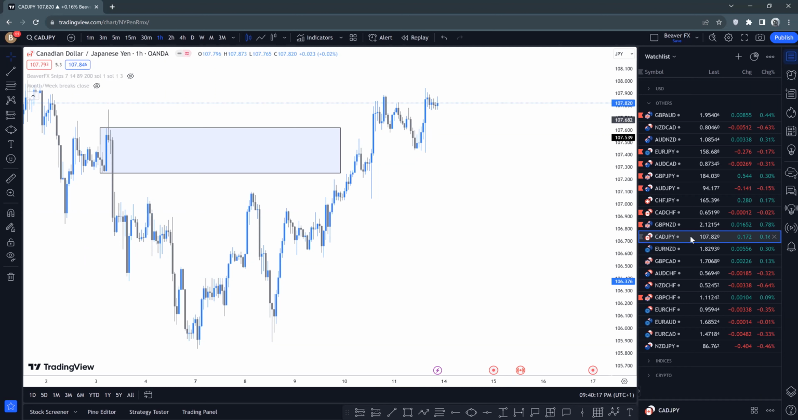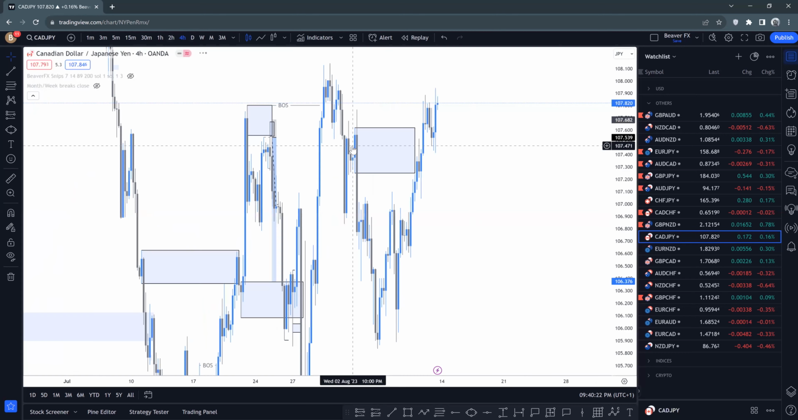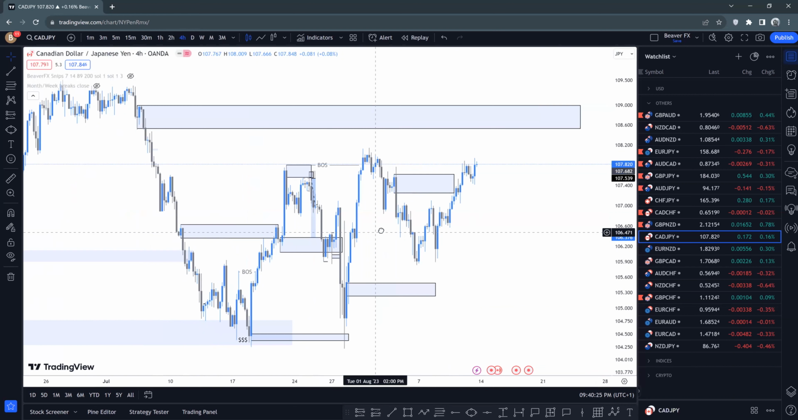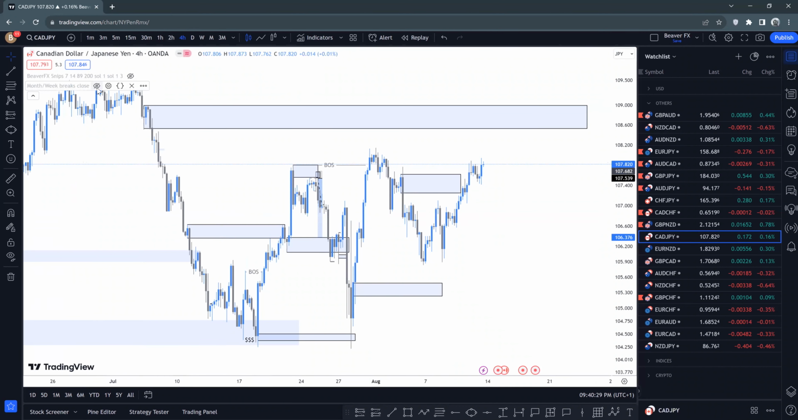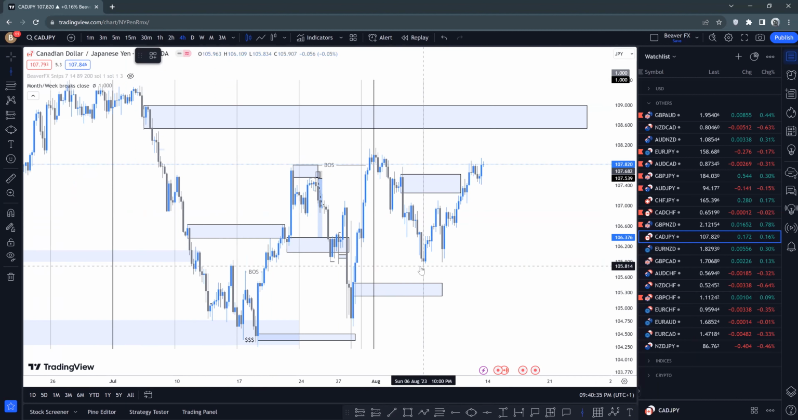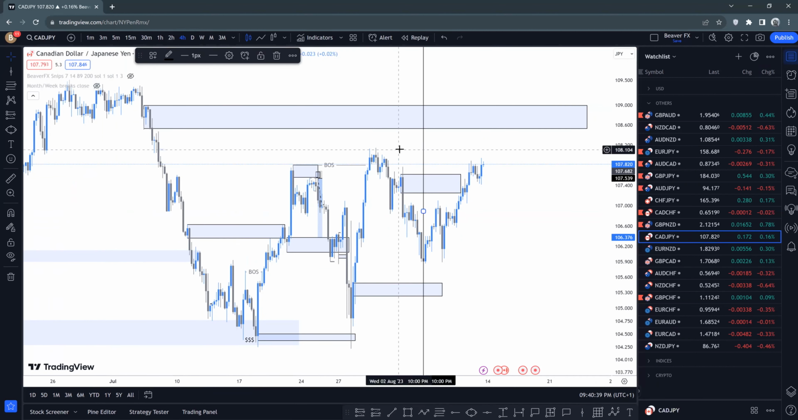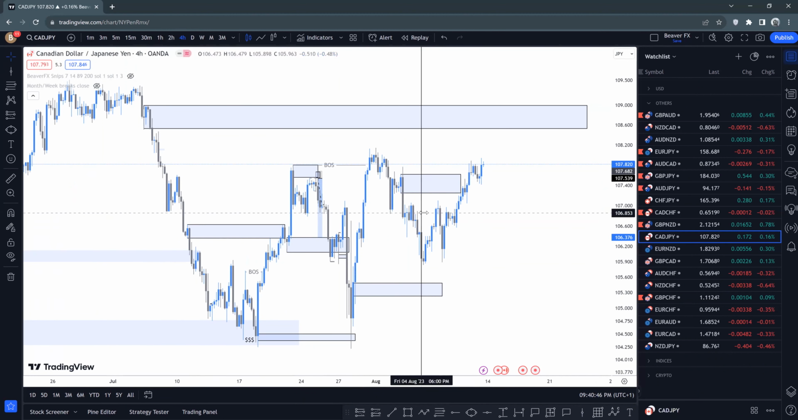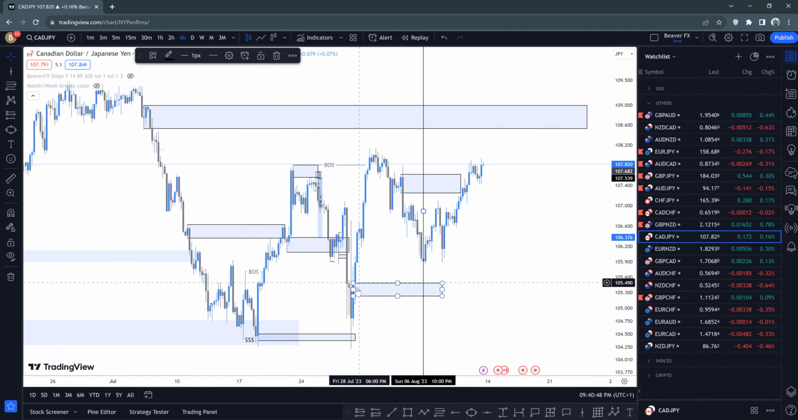So for CAD JPY, let's see the forward time frame. Yeah, I drew this zone also from the previous week. Now this is a zone that hasn't been tested for a long time. So I'm still looking for the market to probably get there. But this is a zone I drew.